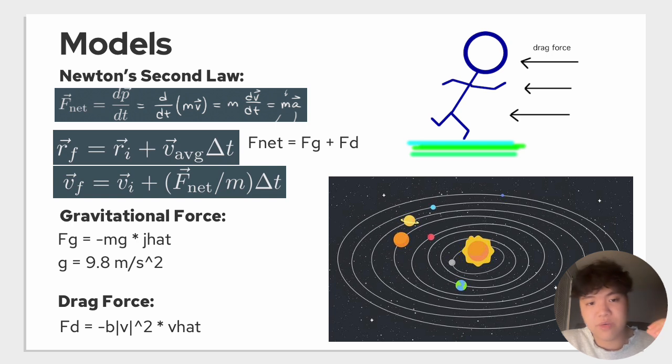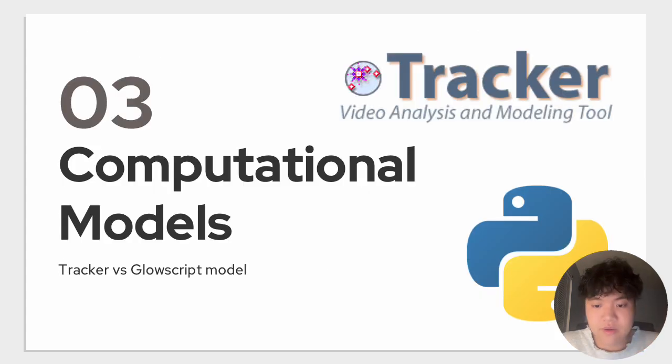Since our object falls somewhat slowly, there's drag. And there's an important note: if there's no drag, net force equals the force of gravity. So let's get into coding.